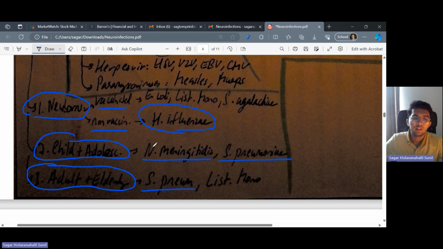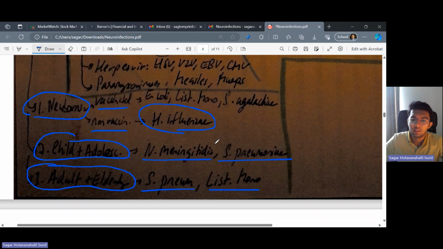Now, you would think, okay, meningitis, could it also be in newborns? Just don't include it in that. In adults and elderly, it can be possible. However, Streptococcus pneumoniae and Listeria monocytogenes is more common. So just try to find out a pattern between these.